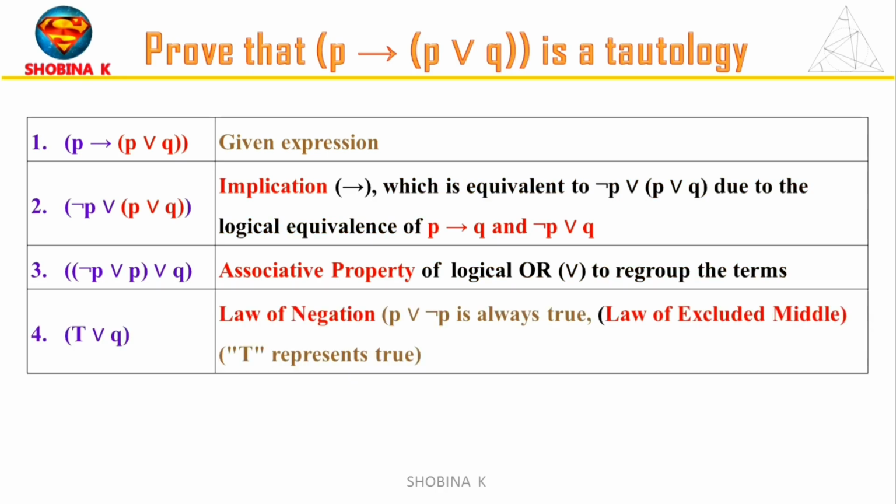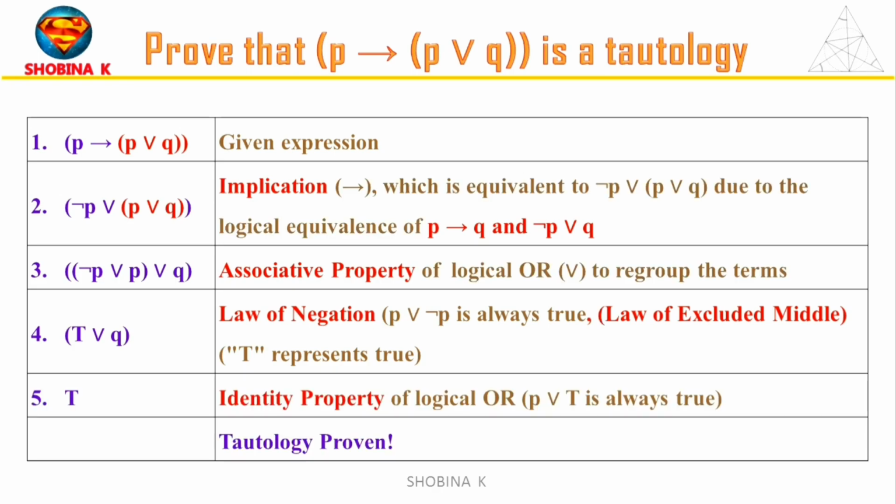Our next step involves introducing the law of excluded middle, a fundamental principle in logic. That is the law of negation and the law of excluded middle. It states that P or not P is always true. In our expression, this law simplifies not P or P to true.